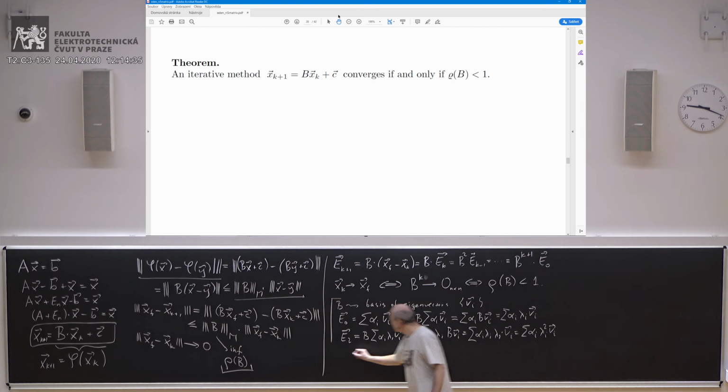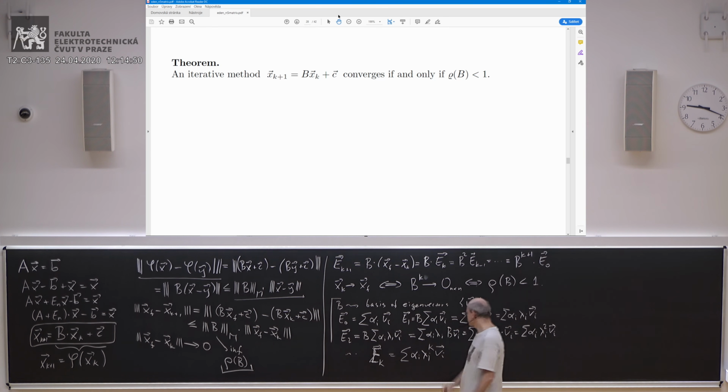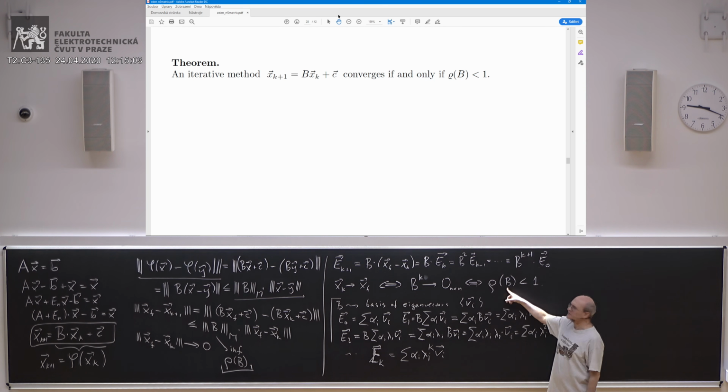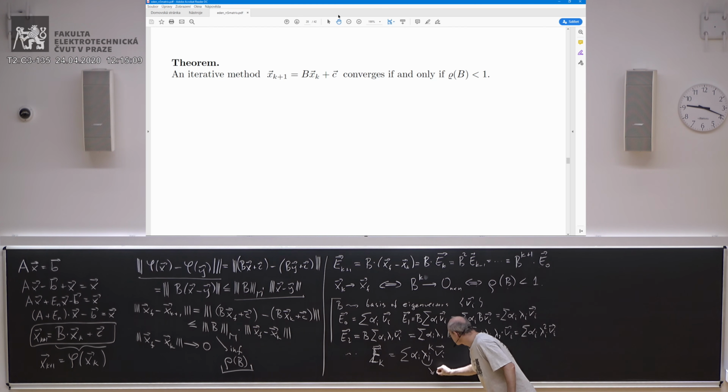And quite naturally, by induction, we can easily prove that the kth error is a summation of alpha_i lambda_i to the power k, v_i. And therefore, convergence or divergence, or simply the behavior of this error when k goes to infinity, depends simply on the behavior of eigenvalues. Now, if these eigenvalues are all less than 1, which is exactly what this condition says, then these coefficients tend to 0, and consequently this whole error goes to 0.